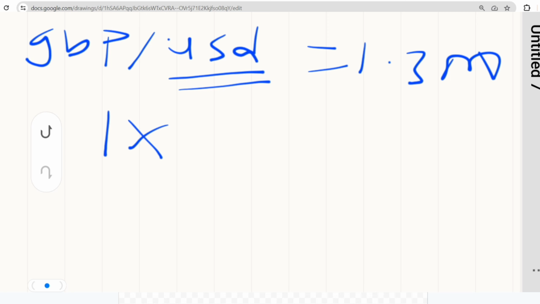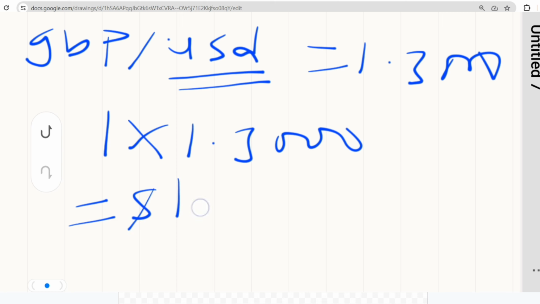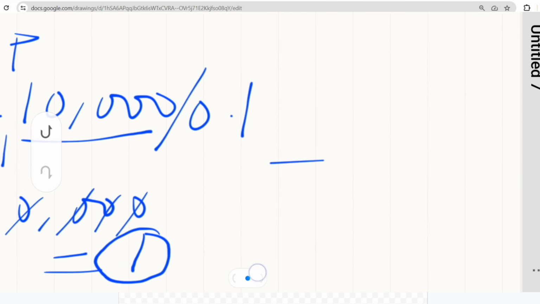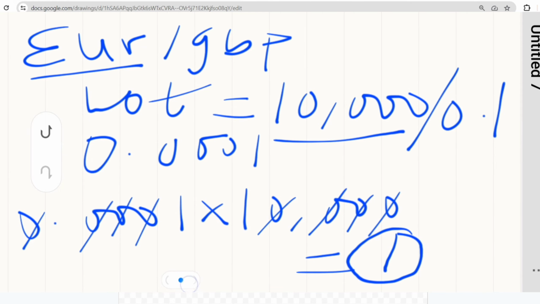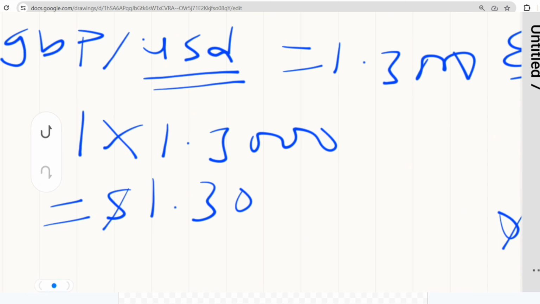This is the current exchange rate. So we're going to just multiply this thing by 1.3000. So the answer is going to be in USD now, it's going to be 1.30 dollars. Now that means that if you are trading Euro GBP and you are using the mini lot size, which is 10,000 units of the base currency, then the pip value for that is going to give you $1.30.